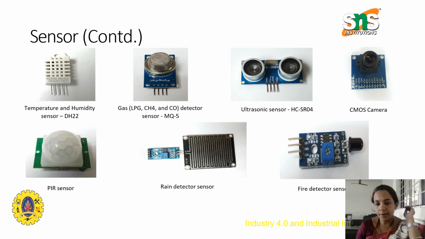Rain detector sensor. This sensor will determine rain. This type of sensor can be used in agricultural applications. Fire detector sensor. The fire detector sensor is different from the temperature sensor. If I want to determine fire in a particular place, then I can use a fire detector sensor. I hope you would have learned from the video.